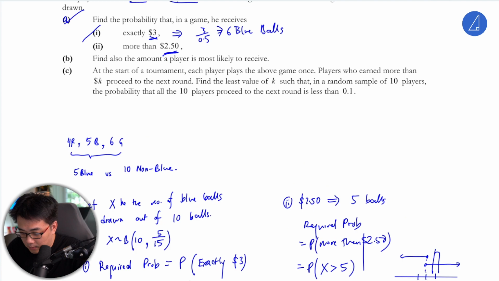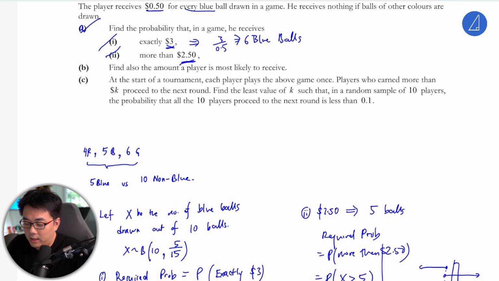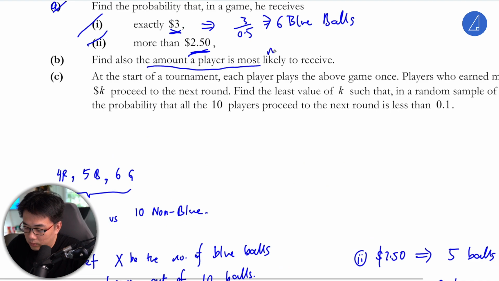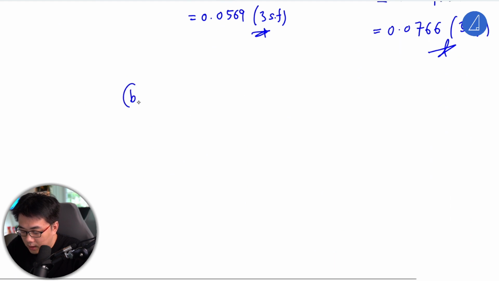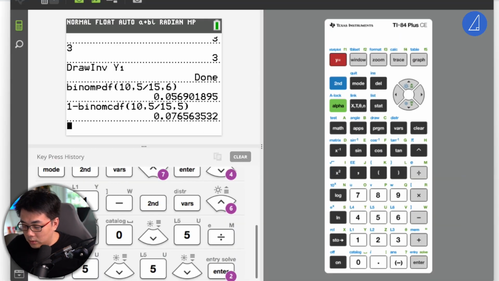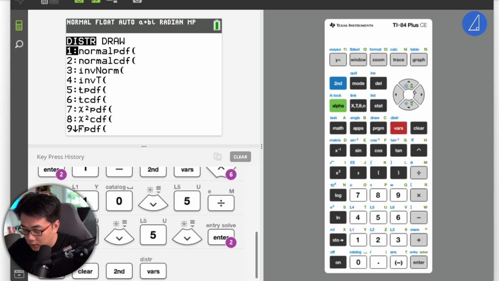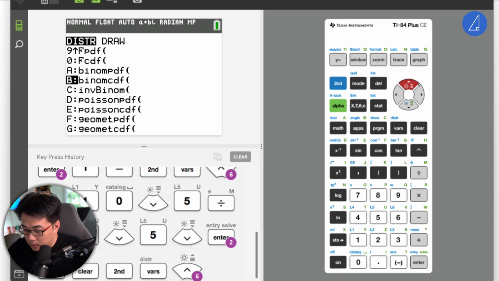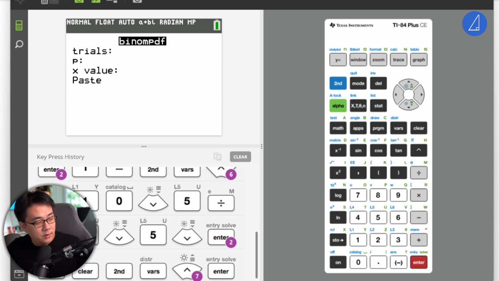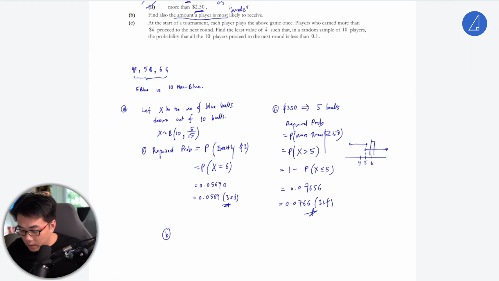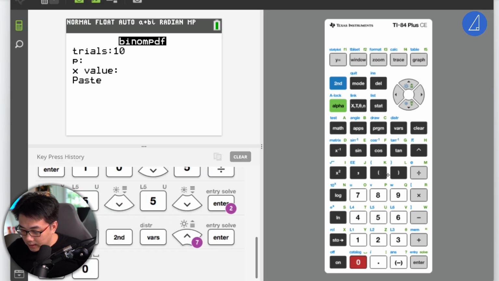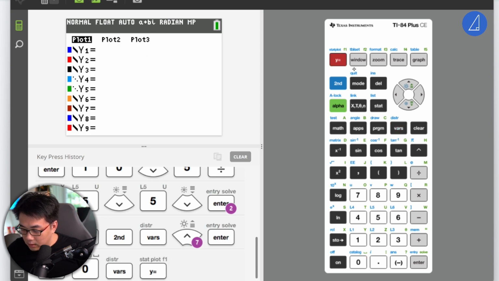So find also the amount where the player is most likely to receive. Actually, this is the modal class, the mode. You want to find the most frequent. That is pretty okay. So what you do is go to your calculator similarly. Now we want to find the mode, meaning the most probable class which will happen, right? So you go to the y function here. We want to find out. So you go to distribution, binomial PDF, then the trials are 10, then the success rate is 5 out of 15.